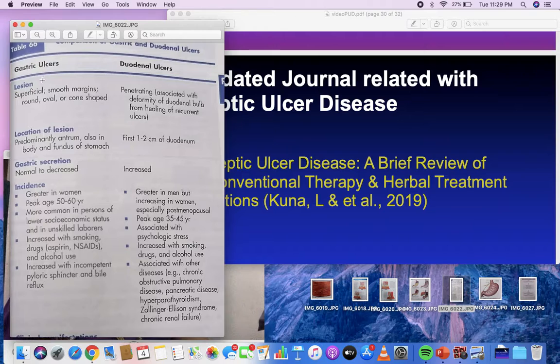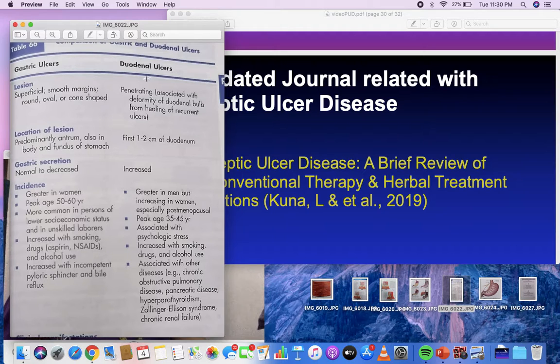For the incidence of the gastric ulcer, again, let's review. Greater in women. Peak age is 50 to 60 years old, more common in persons of lower socioeconomic status and in unskilled laborers. Next, increased with smoking, drugs, aspirin, NSAIDs, and alcohol use. Then increased with incompetent pyloric sphincter and bile reflux.